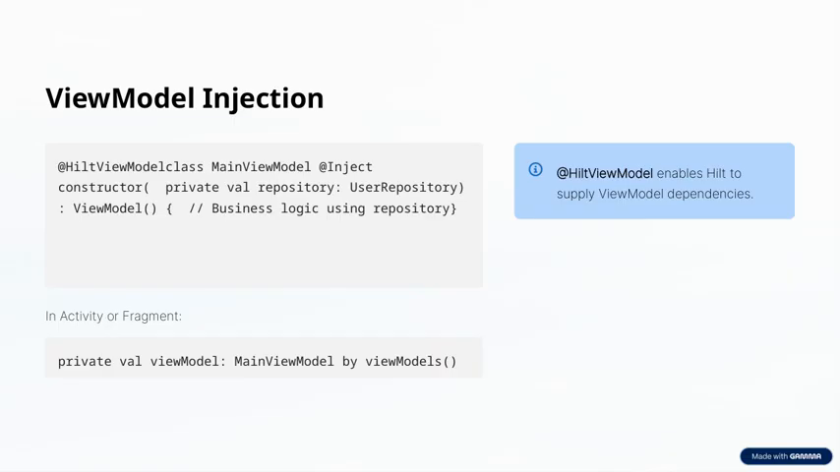Now, in your activity or fragment, you simply declare your ViewModel with private val viewModel: MainViewModel by viewModels. This delegates the creation to the AndroidX ViewModel system, but thanks to Hilt, it injects the dependencies seamlessly. The most important concept here is that @HiltViewModel enables Hilt to supply your ViewModel dependencies automatically, making your code cleaner and more maintainable. It connects directly to our overall goal of simplifying dependency management in Android development, ensuring that your ViewModels are always properly wired up without manual setup.